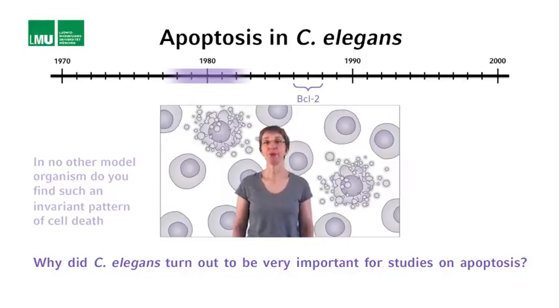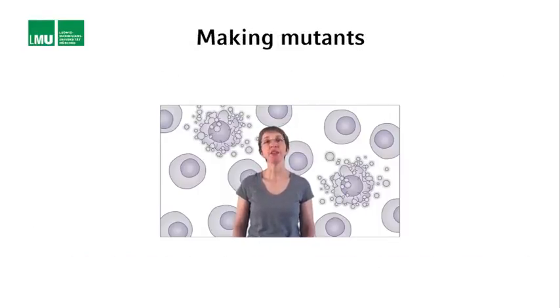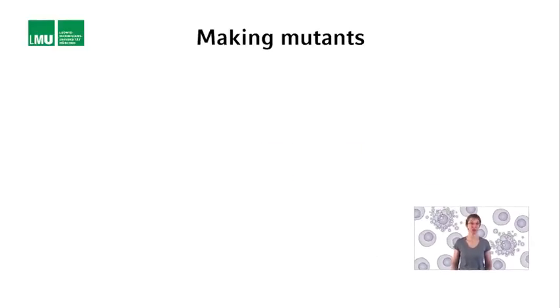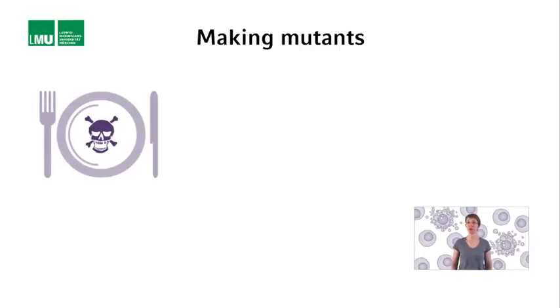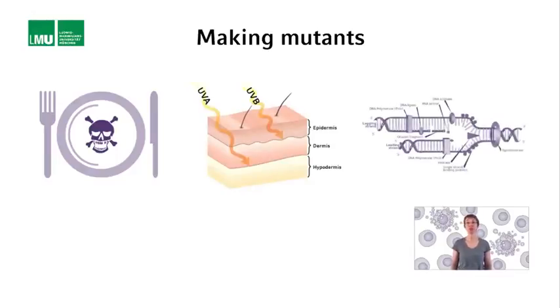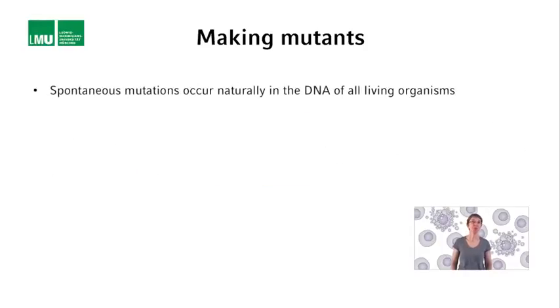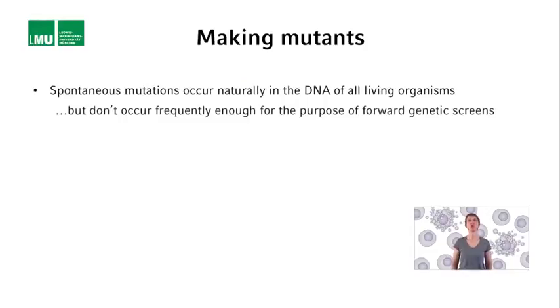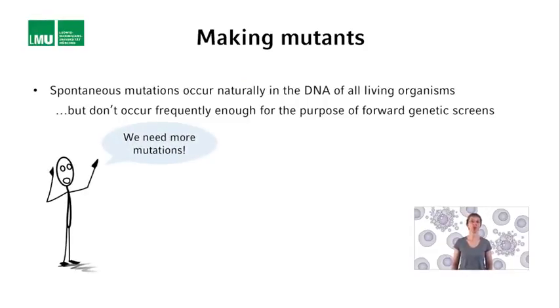Before I tell you about the approaches that we're taking, I need to give you some more background. Mutations in the DNA of all living organisms occur naturally. In humans, for example, they can occur because of the toxins in the food we eat, because of UV irradiation, because of mistakes during the replication of our DNA. Same for C. elegans. Mutations occur in their DNA for a number of reasons. While these spontaneous mutations occur all the time, they don't occur frequently enough when you want to do a mutant hunt or forward genetic screen, for example, for mutant worms with no cell death.